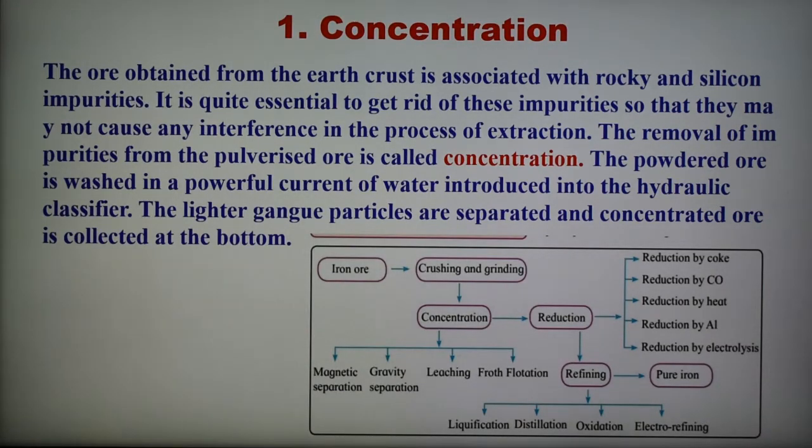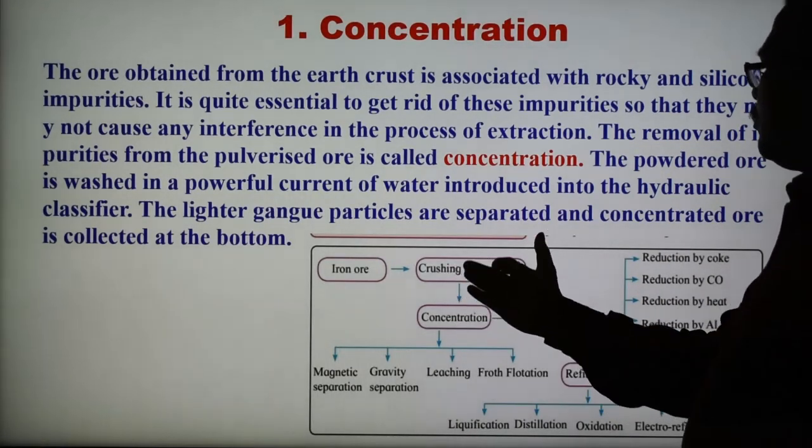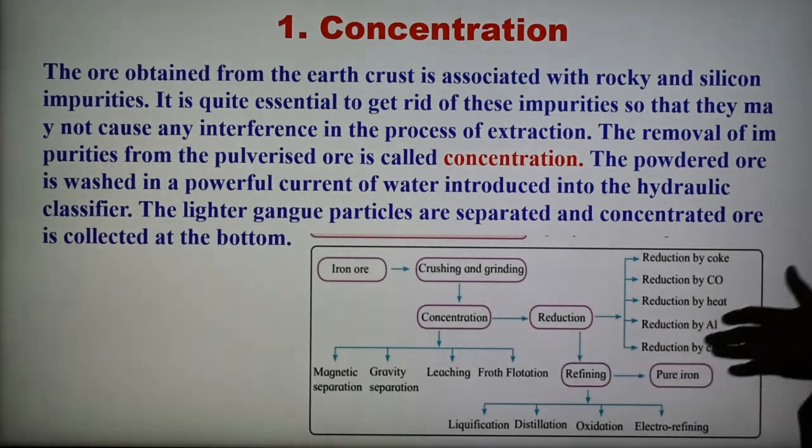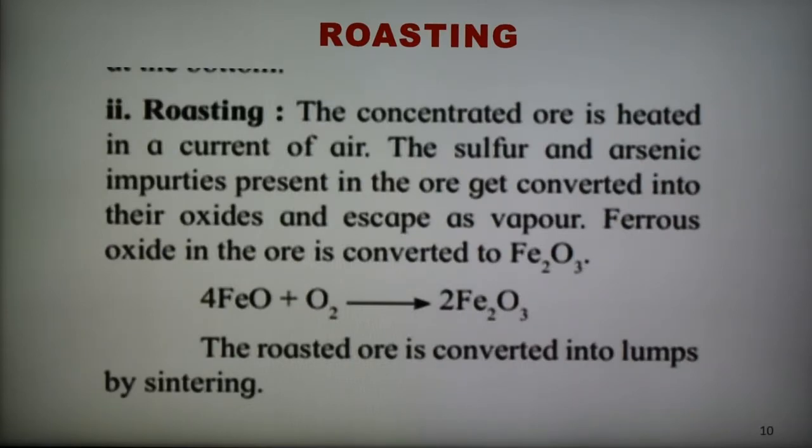So in this way, the first step is concentration. First we have to make a powder, after that concentration. So step by step we go through the metallurgy process, and we finally get the pure metal, iron. This is the flow chart diagram which clearly shows the steps involved in the extraction of iron from hematite ore. So the first step is concentration.